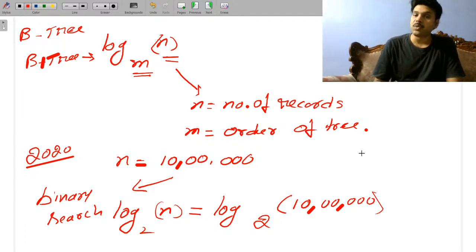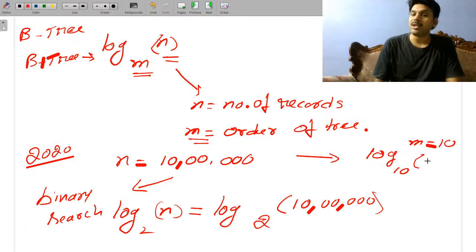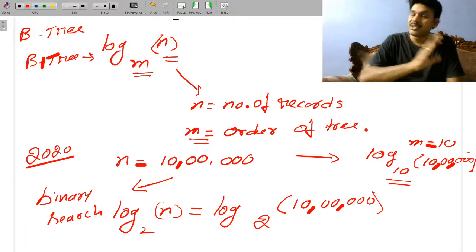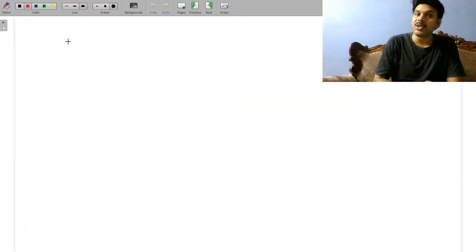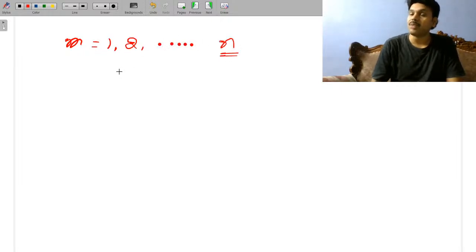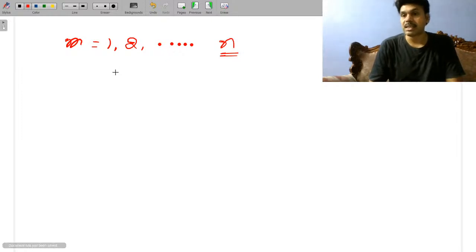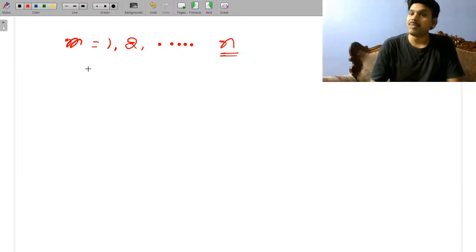So in order to eliminate this problem, we have a concept. What is that concept? Log base m. Let us say m is equal to 10. So log base 10 of your 10 lakh records. See how much faster than your binary search, because I am saying log base m. So you can increase or decrease it. In a binary search tree, you cannot increase or decrease the base value. But here I can increase the m value. Here m can be 1 or 2 or any number, up to n. That's why this is called dynamic. It's not static. But binary search trees are what? Static trees, where your base value is always 2.